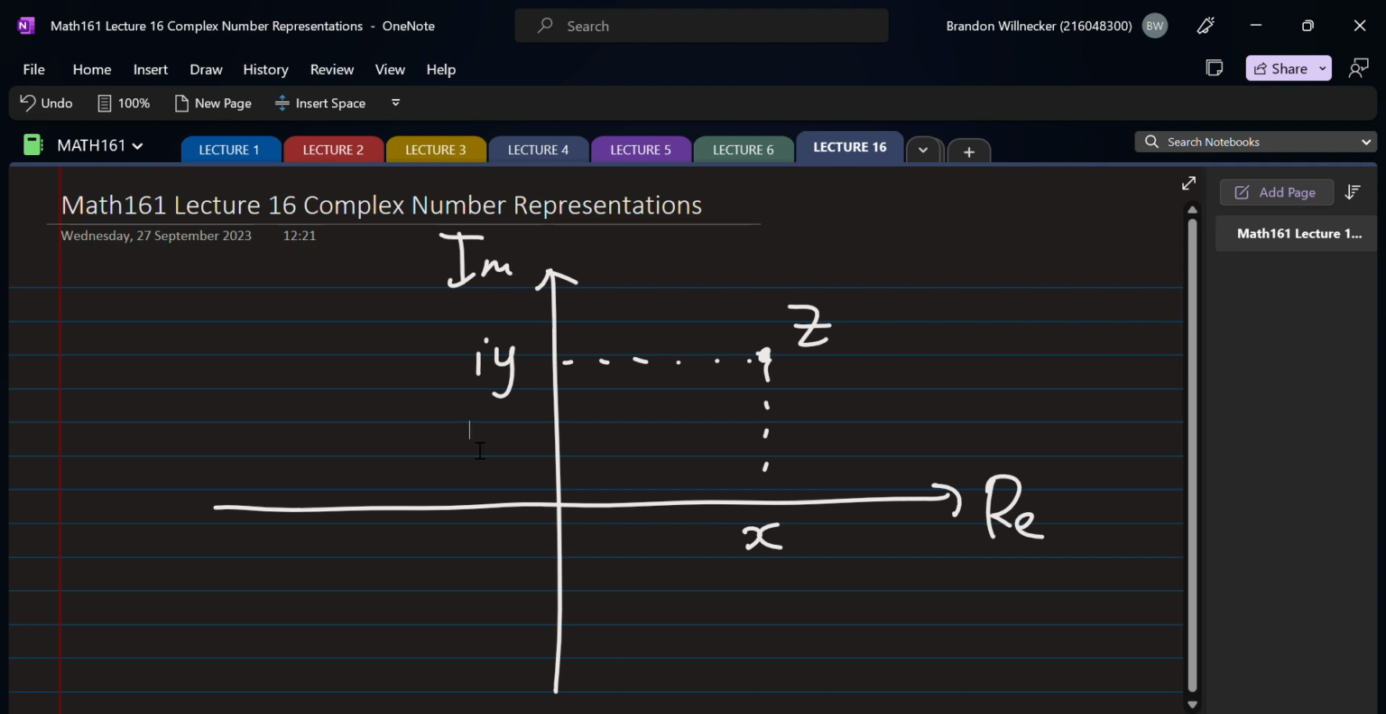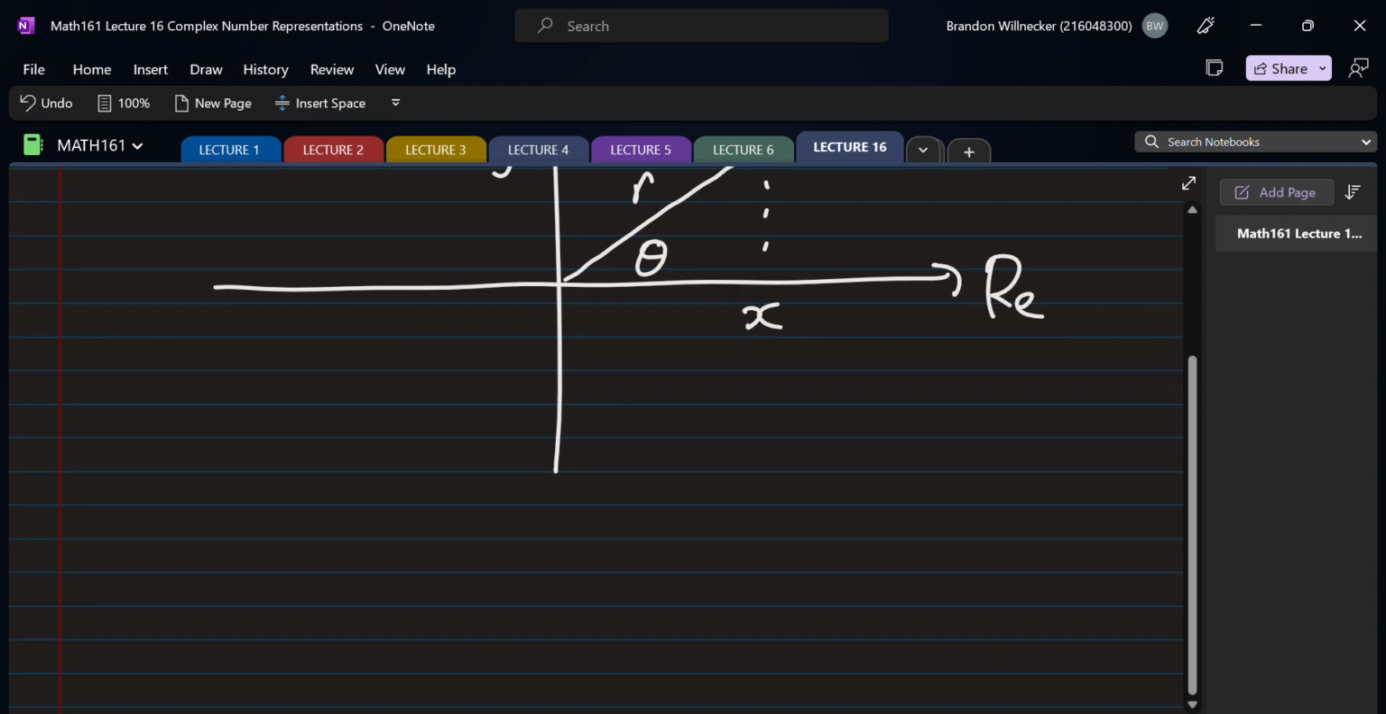Instead of using this Cartesian form, we could also use the polar form, because here's a point in a 2D plane. If we connect it to the origin, we get a radius, and this new radial line makes an angle with the real axis, makes an angle theta. So instead of using x and y, we can use r and theta, and that gives us the so-called polar form.